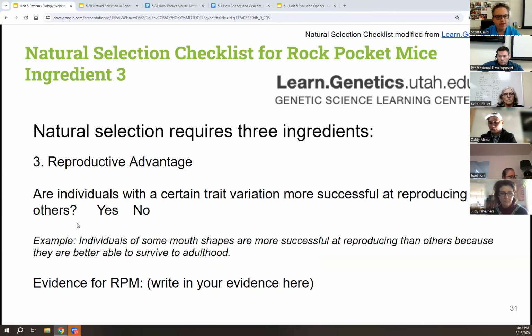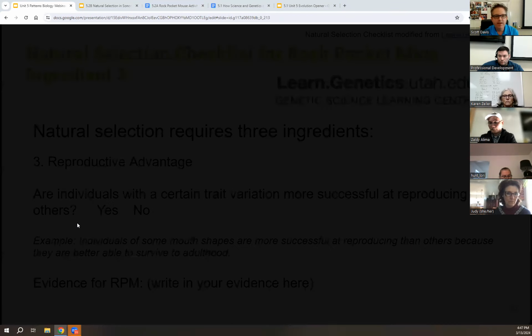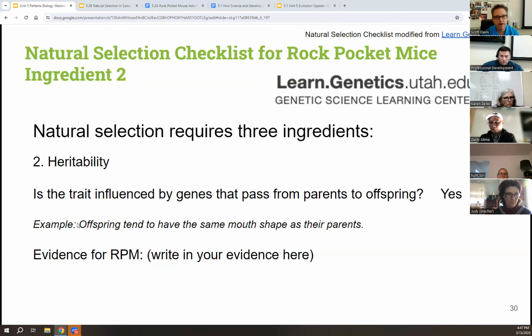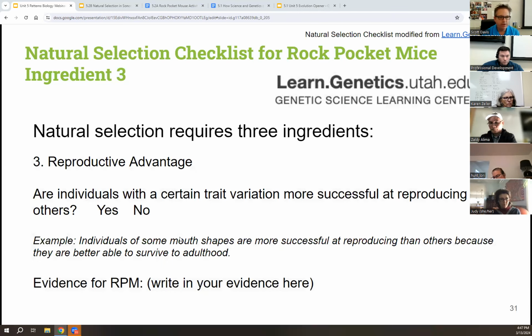If they can answer yes to these questions: is there a reproductive advantage? Is there variability? The variability in this case being the gene that produces different amounts of melanin in the mice that create different fur colors. Is that trait being influenced by genes that actually get passed down from parents to offspring? If you can answer yes to these, and the focus is on the individuals that have a trait that is reproductively advantageous, being able to successfully reproduce more offspring, then yes, that is an example of natural selection.